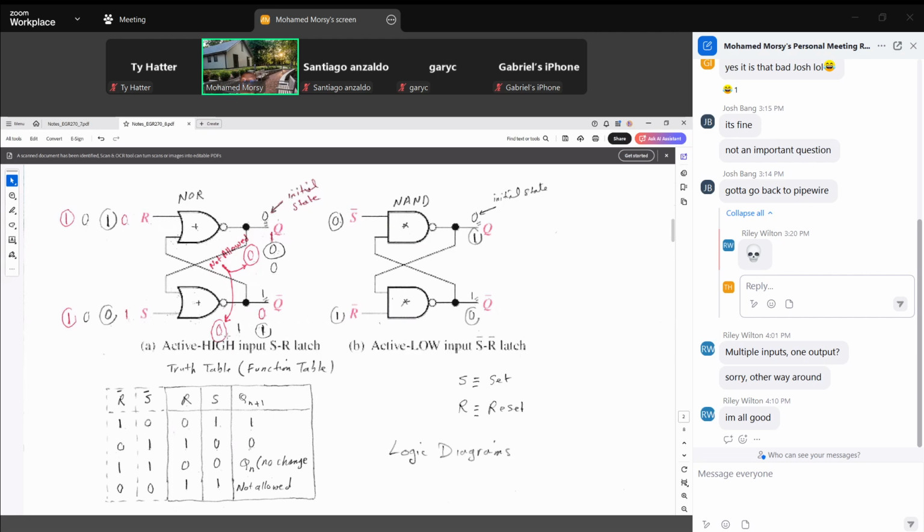This has never happened, because we know by default, if Q is 0, Q inverted is 1. If Q is 1, Q inverted is 0. They can never be the same, both of them. So this means we can't predict the output. It can be 0, 0 or 1, 1.